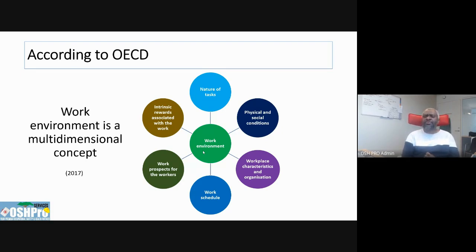Then the physical and social conditions of the work. So physical conditions, of course, have the temperature, the room where the work is done. The social conditions: are you meeting with other co-workers? Are you working alone? Such are social conditions. Then you have the workplace characteristics and organization. Is it outside? Is it inside? How is the work planned? Do you work during the day? Do you work during the evening? How is the work scheduled? How many hours does one have to work?